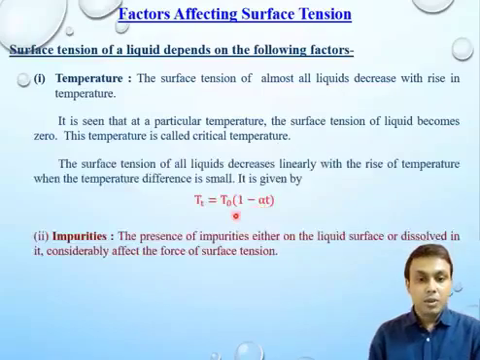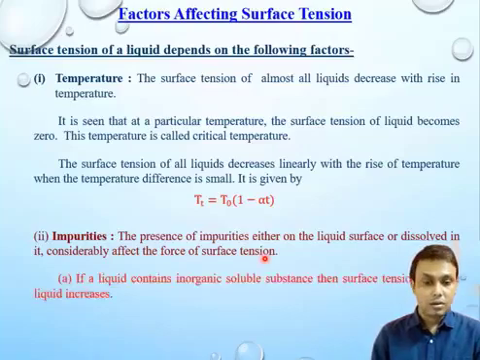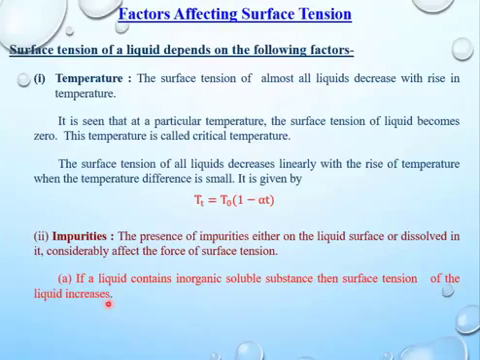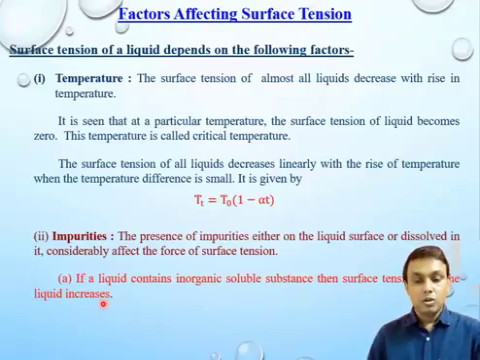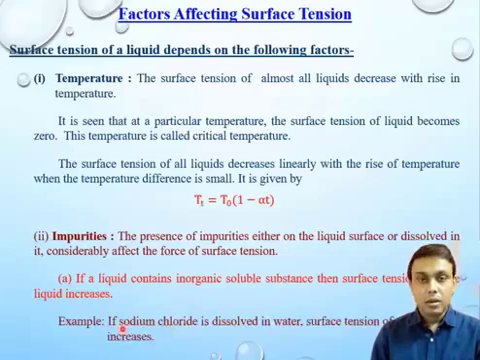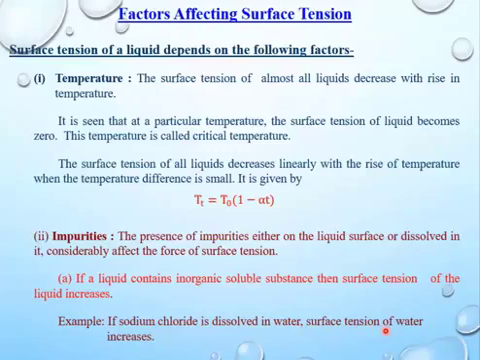Next, surface tension also depends upon impurities. The presence of impurities either on the liquid surface or dissolved in it considerably affects the force of surface tension. Number 1, if a liquid contains an inorganic soluble substance, then the surface tension of the liquid increases. অর্থাৎ যদি কোনো অজৈব পদার্থ কোনো তরলের মধ্যে দ্রবীভূত অবস্থায় থাকে, তবে তার সারফেস টেনশন বৃদ্ধি পায়। যেমন if sodium chloride is dissolved in water, surface tension of water increases.